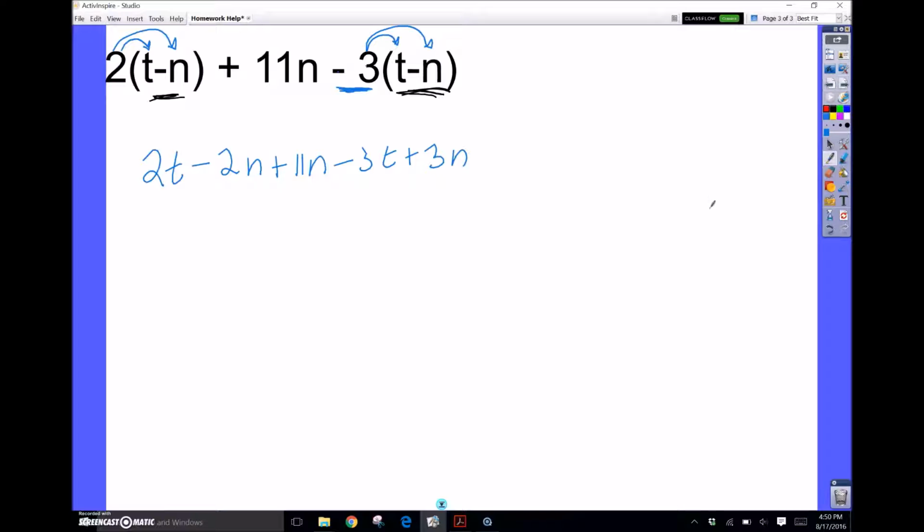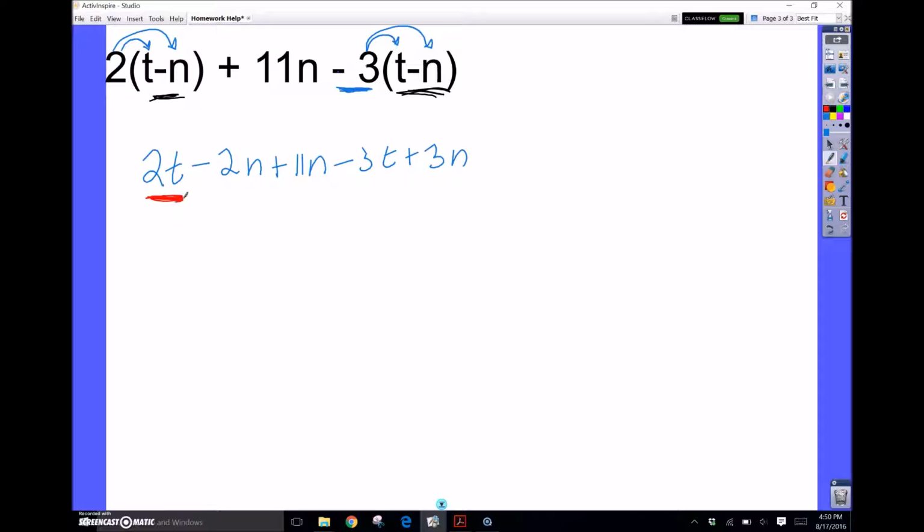So from here now, I'm going to combine like terms. So what that means is I have variables. I actually have 2. I have t's and I have n's. And I'm also going to combine any constants. In this case, I don't have any constant. If you guys remember, a constant is just a number with no variable.